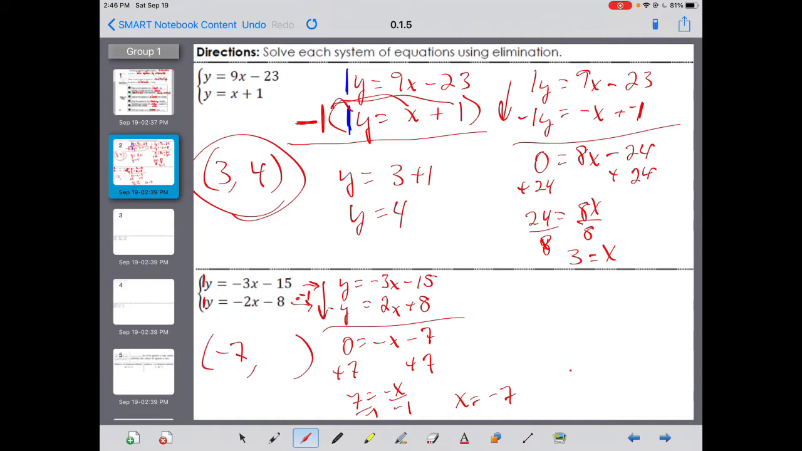Negative 7. And then I'm going to plug it in somewhere. Neither one of them is any easier than the other to solve, so I'll pick the second one. y equals negative 2 times some number minus 8. I know x is negative 7, so I plug it in. Substitute. y equals 14 minus 8. So y equals 6.